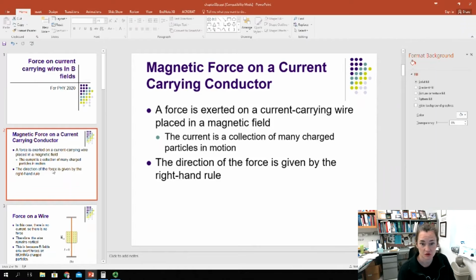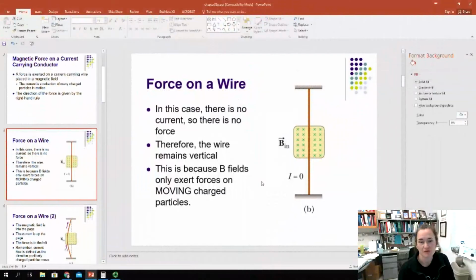Now, the direction of this force is given by the right-hand rule. Let me tell you what I mean. First of all, we already know that there's no force on stationary charges in magnetic fields. And in a wire where there's no current flowing, there's no net motion of the charges. In other words, the free electrons might be zipping back and forth in your wire, but there's no net motion. They move up as often as they move down, for example, in this wire, which is vertically oriented. So even though there are charged particles there, the magnetic field exerts no net force on them because they're not moving in net.